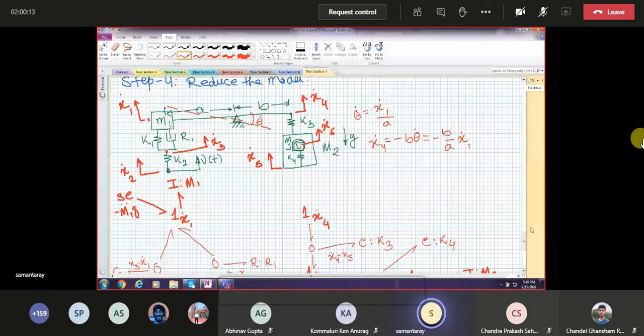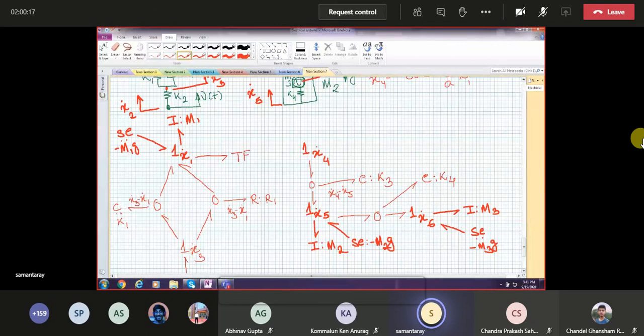From x1 dot, transformer, value is minus b by a. That's done. Then finally we have a boundary condition, that is the ground velocity given, there is Vt. So this is here.